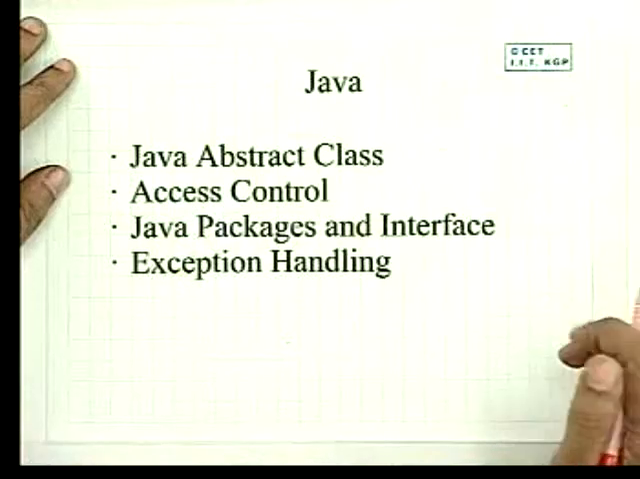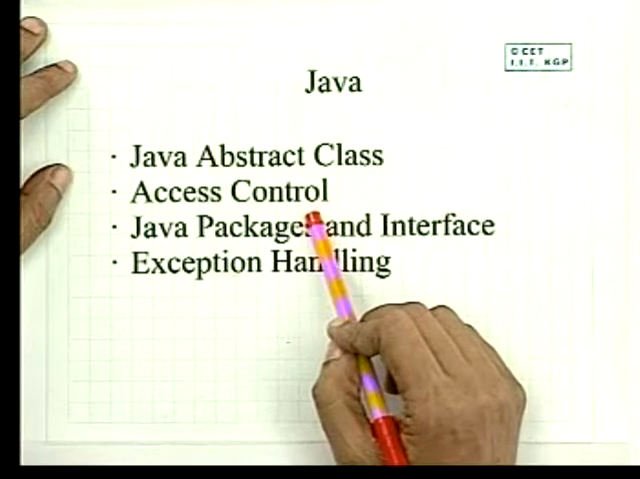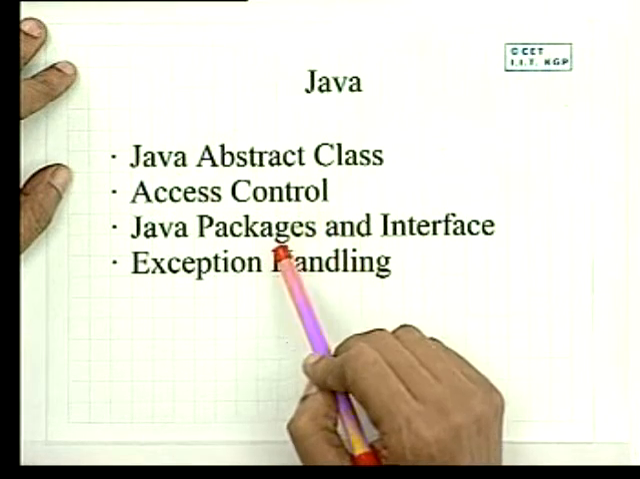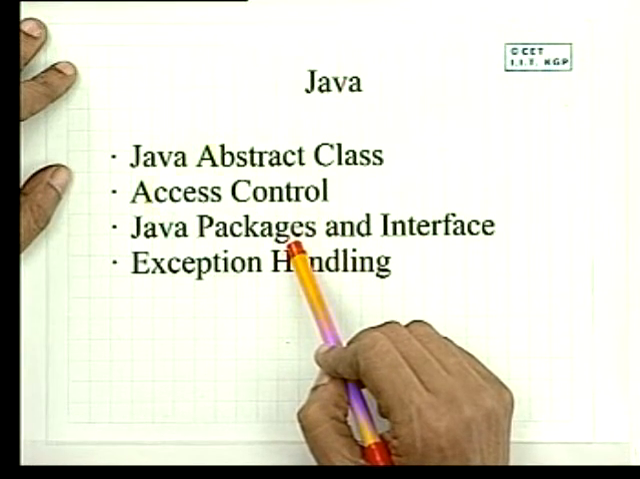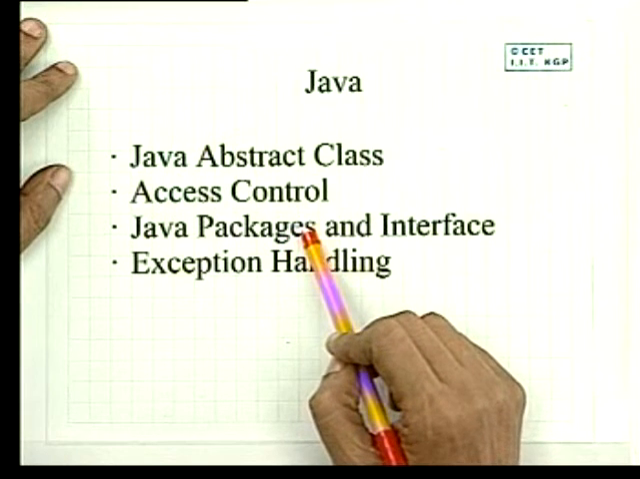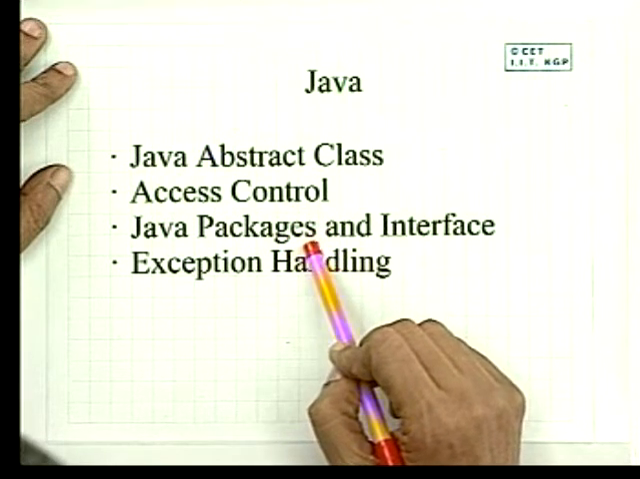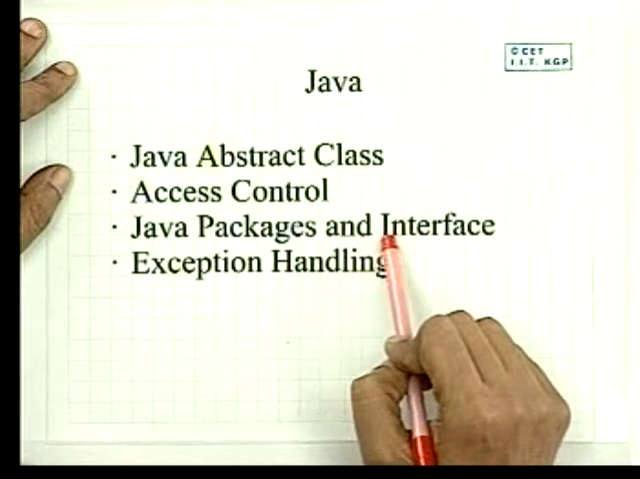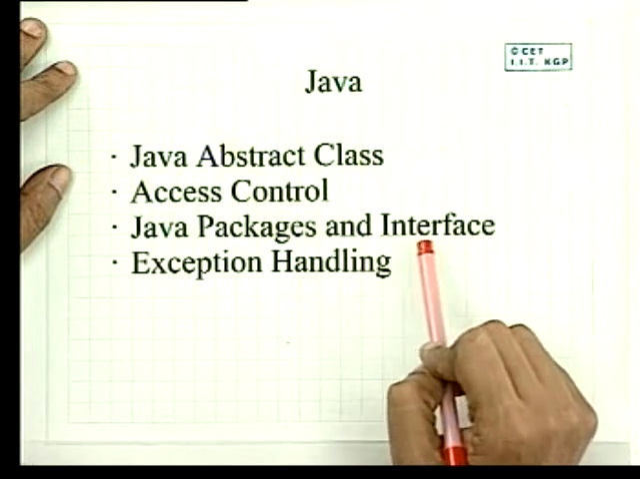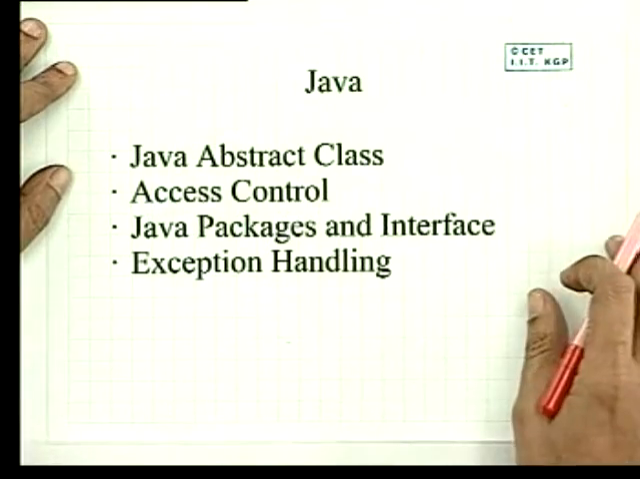Following the Java language features, we'll look at the concept of Java abstract class, and how access control is enforced in Java, because Java provides rigid access control features which help in encapsulating the objects. The Java packages and interface will be discussed, followed by exception handling in Java. So with this, we'll have a very good exposure to the Java language and how it can be used in modeling and representing objects.